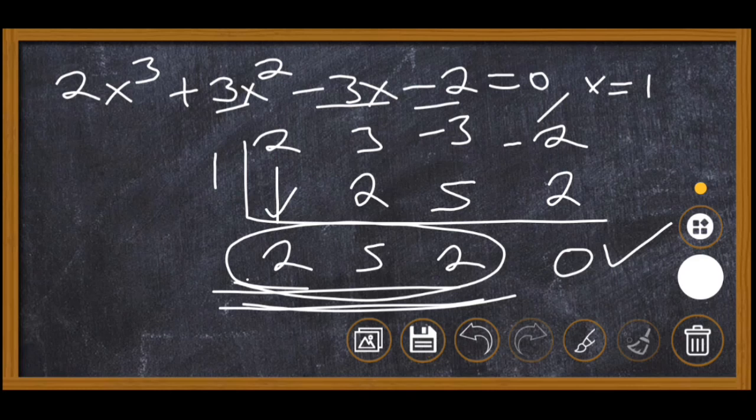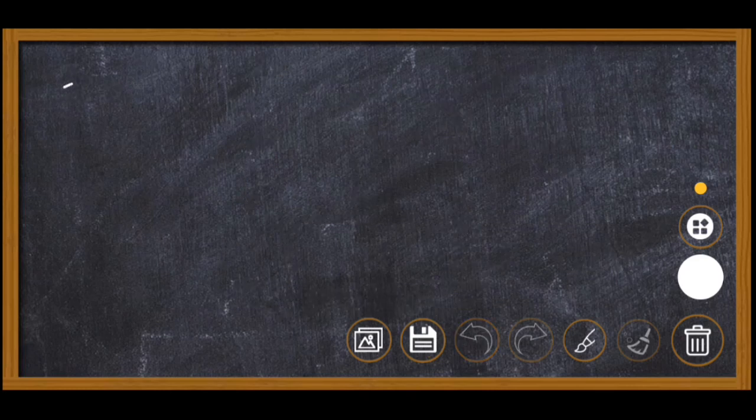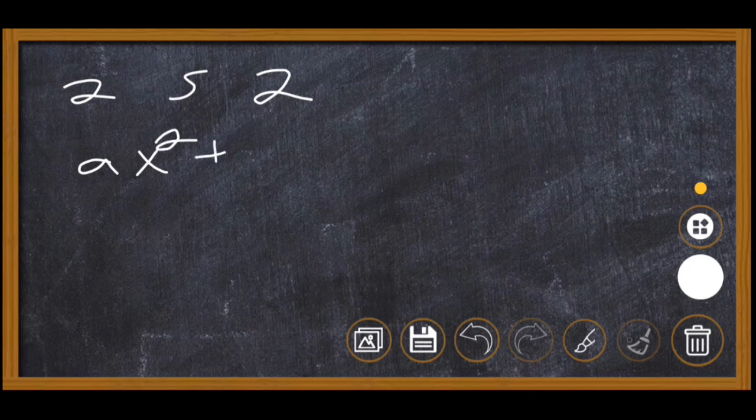So let me just write them separately. So we have 2, 5, and 2. Now remember that a quadratic equation is of the form ax squared plus bx plus constant c, which of course equals 0. So in this case we are not solving, so we are just going to leave it like that. Anyway, let me just add 0 here.